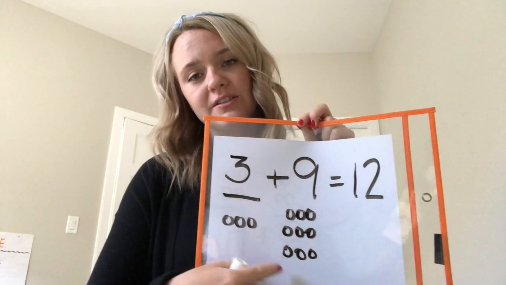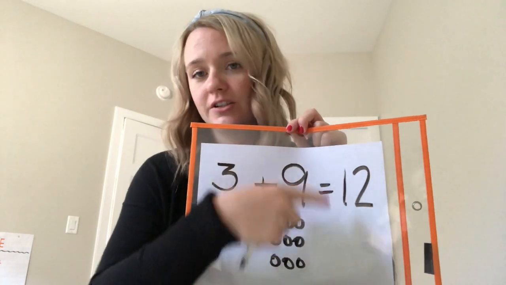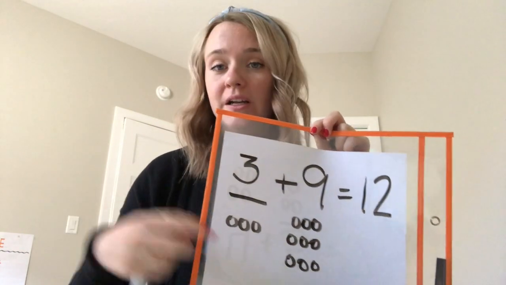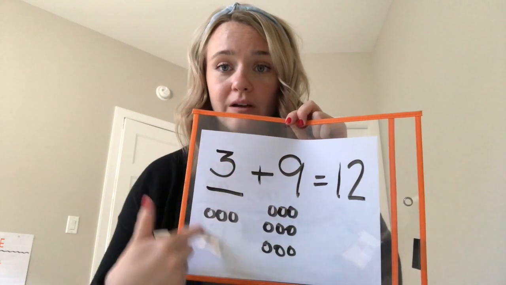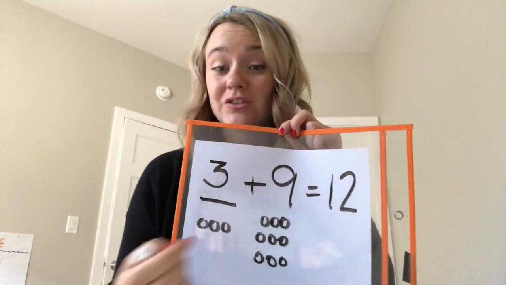But let's just triple check because that's a good practice. So I'm going to start at 9 because I think it's easier to start from the biggest number, but it doesn't matter. 9, 10, 11, 12. So there's 12 dots on this side, and our answer is 12.